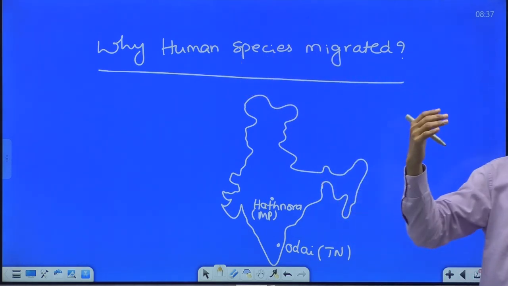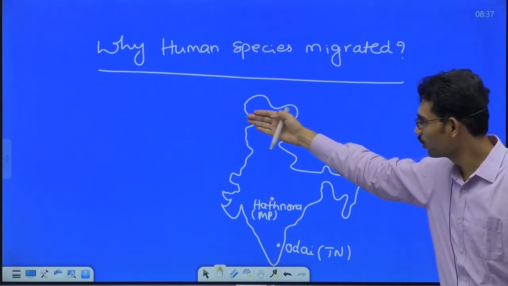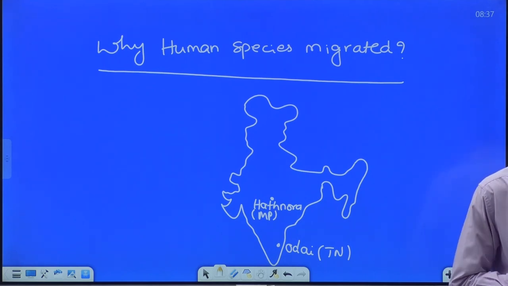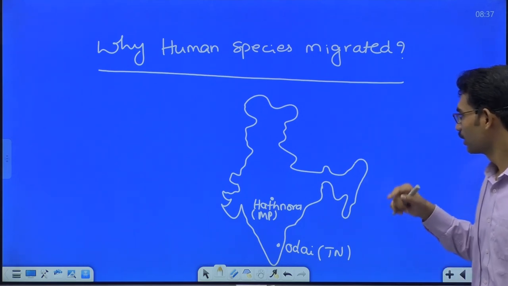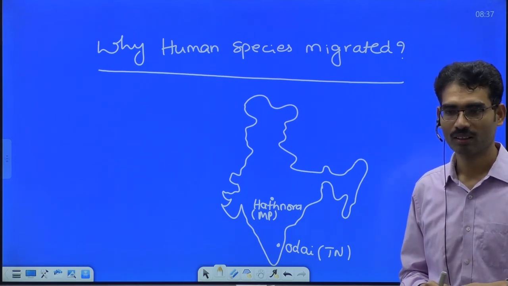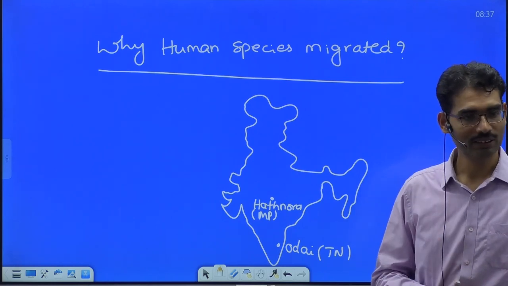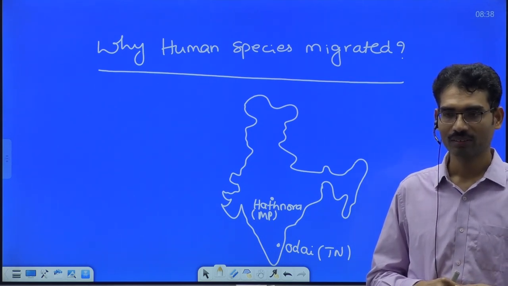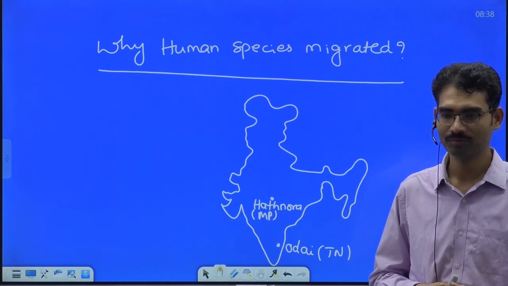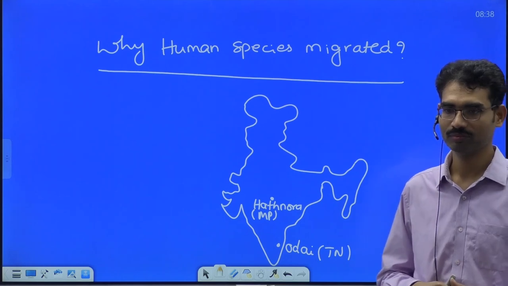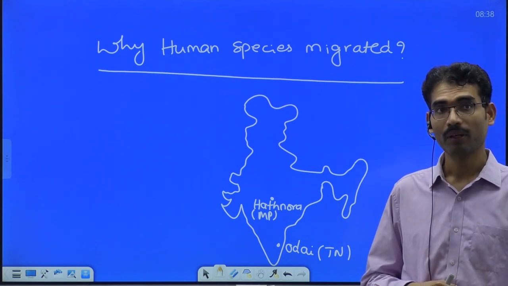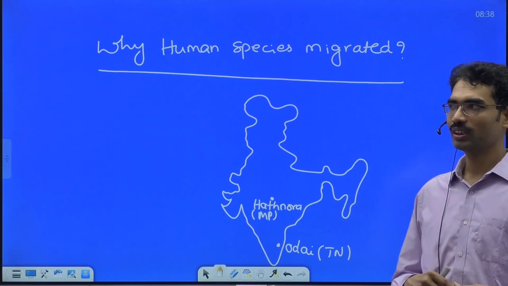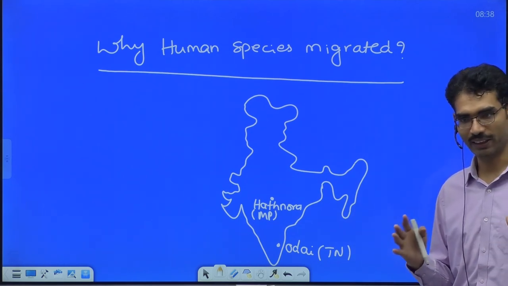Why do human species migrate? Can you throw some light on why people, suppose if someone wants to move from this location to this location, what would have been the reason? Resources, very good. Warm climate, in search of better comfort or better climate. Yes. Terrain, okay, terrain, yes. So you think, for food, in search of food and better comfort.